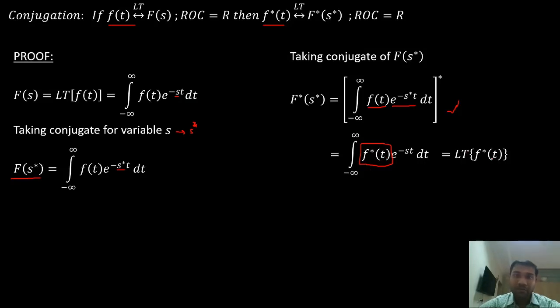So what did we prove? We proved the Laplace transform of f conjugate of t is nothing but F conjugate of s conjugate, or you can say F star of s star. So that is the conjugation property of the Laplace transform.